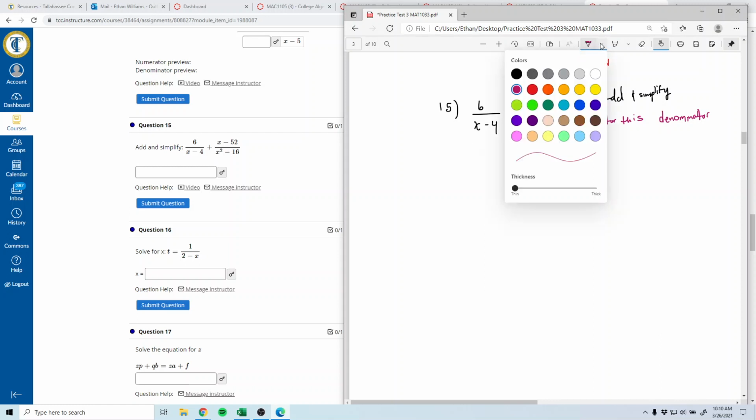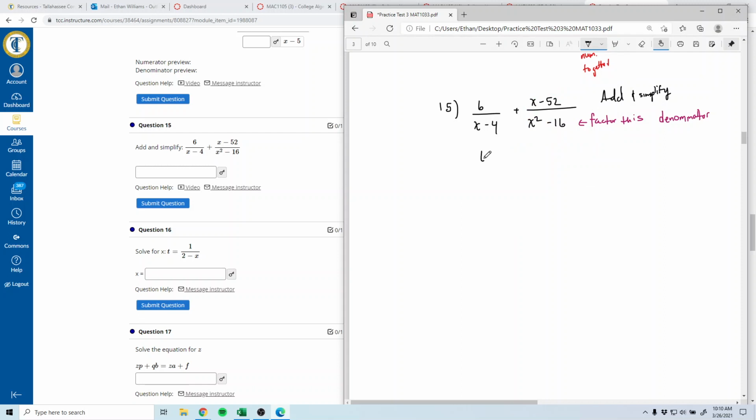So I'm going to rewrite everything else in the problem. I've got 6 over x minus 4 plus x minus 52 over, and this is another of those difference of squares where 16 is 4 squared. It means it's going to be x minus 4 times x plus 4. So what you can see here is that this denominator has an x minus 4 in it, which is over here, but it also has an x plus 4. To make them the same, we have to multiply by the x plus 4.